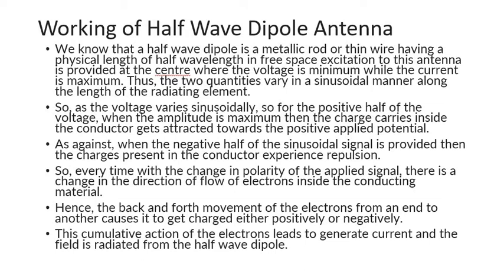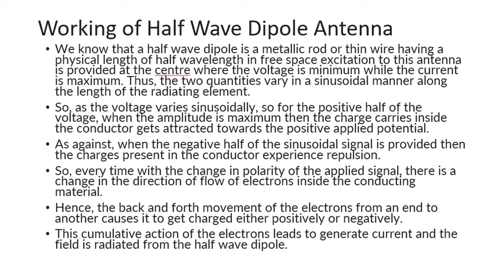Now let me explain the half-wave dipole antenna more in depth. We know that the half-wave dipole antenna is a metallic rod or a thin wire having a physical length of half a wavelength of free space. Excitation of this antenna is provided at the center, where the voltage is minimum while the current is maximum. Thus the two quantities vary in a sinusoidal manner along the length.